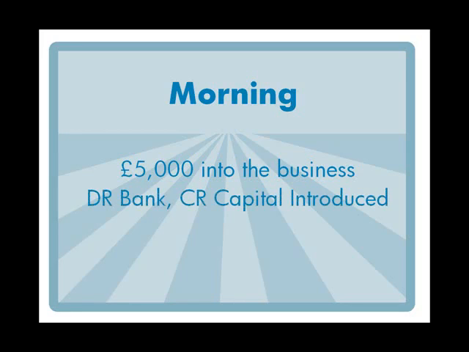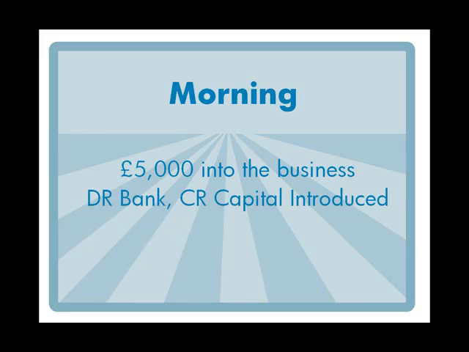Let's look at Molly's first day in business and what entries might go into its books. In the morning, Molly puts £5,000 into the business's bank account. That's money she expects the business to pay her back sometime, either when it can afford to or when she sells the business. So the double entry would be debit bank for the increase in the business's bank balance and credit capital introduced for the increase in the money the business owes to Molly.